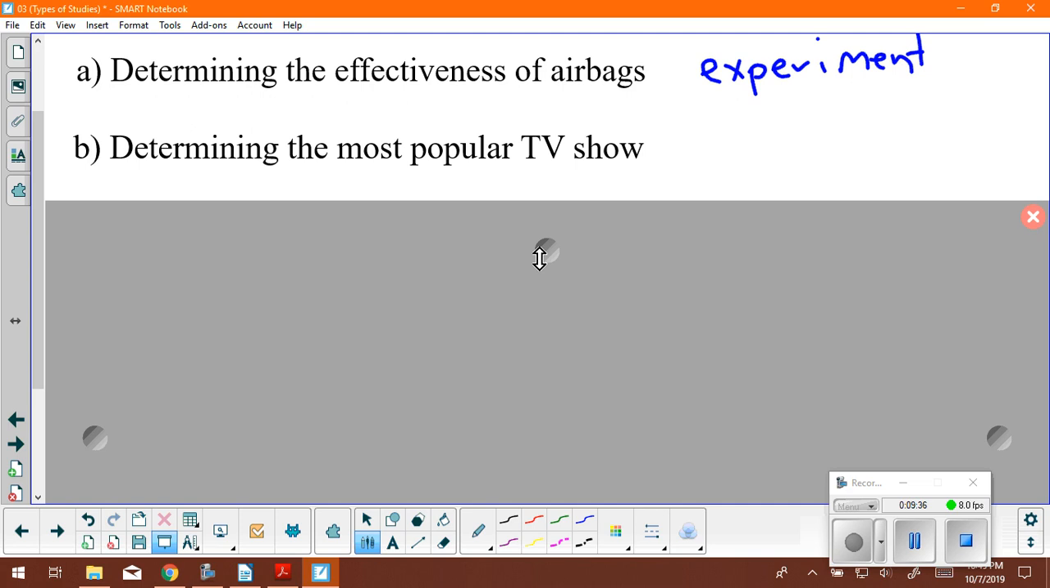Okay, next one. To determine the most popular TV show, which method would you probably do? Okay, this one I think is a bit of a toss-up, but personally I would say it's probably a survey. You just go and talk to people and ask them what their favorite show is on TV, or today probably on Netflix or one of those other services.